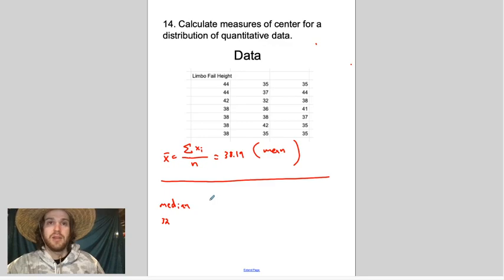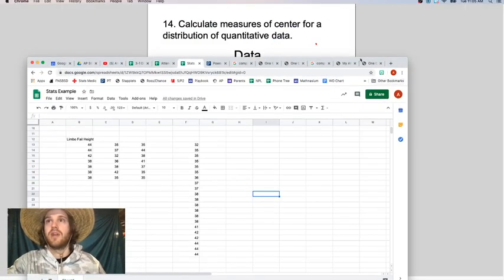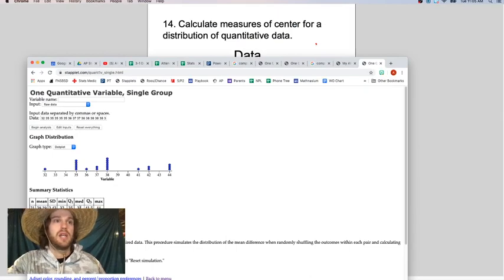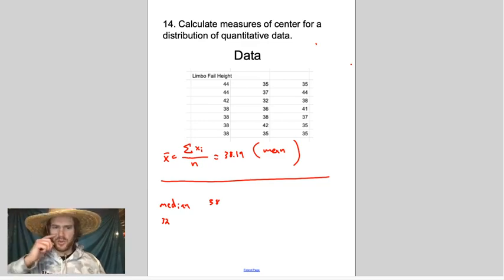So your median is 38. Let's double check with our summary statistics and see if that popped up. Yeah, median is 38, so we've got that correctly. If there is an even number of numbers in the list, then you take the average of the middle two. So let's say there were 20 observations, then you would go to the middle two and take the average. Okay.